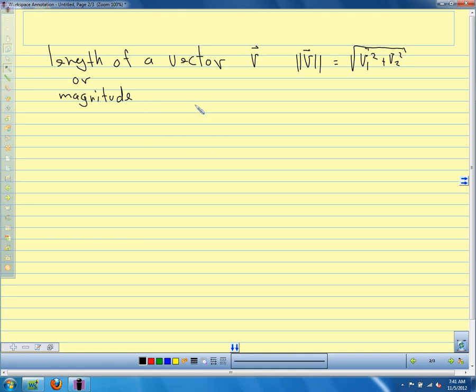We call v a unit vector if the length is 1, or if the magnitude is 1. So v would be a unit vector in this case.